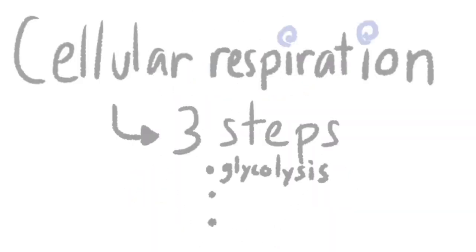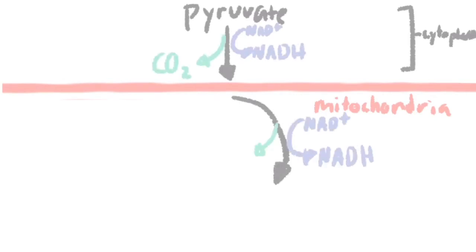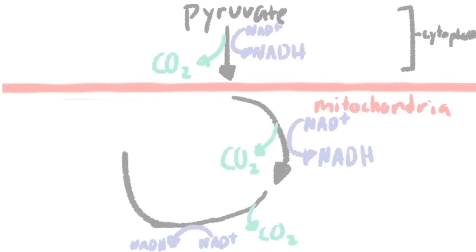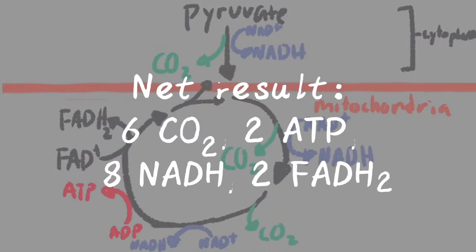Cool. The second step is the Krebs cycle. This takes place inside the mitochondria. So the pyruvate from the 4 is broken down by this cycle and makes CO2, ATP, NADPH, and FADH2. This cycle is done one more time, so we end up with 6 CO2, 2 ATP, 8 NADPH, and 2 FADH2.